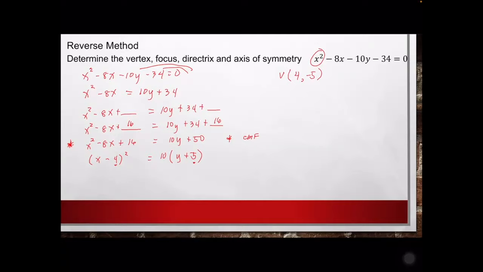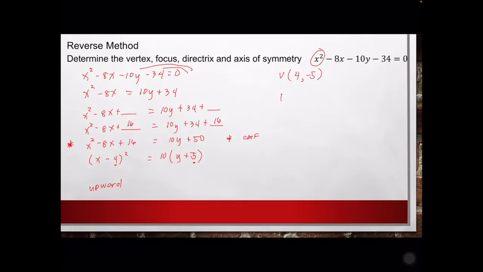We have x. Our basis is x. So therefore, kung x siya, saan siya mapupunta? Anyone? Kanan, kaliwa, taas, o baba? Taas po. Since positive yung 10 natin, so therefore, this is upward.